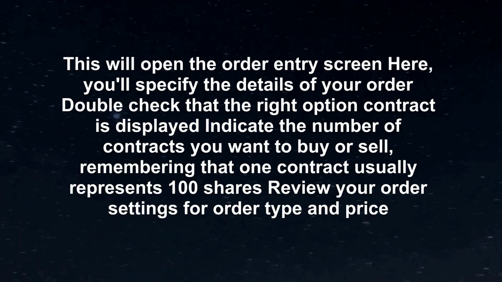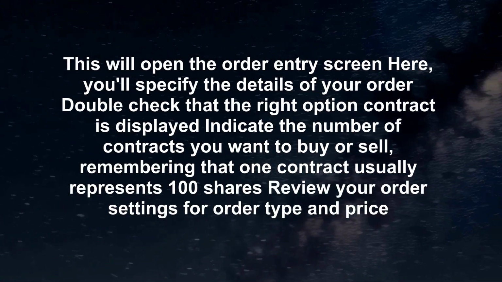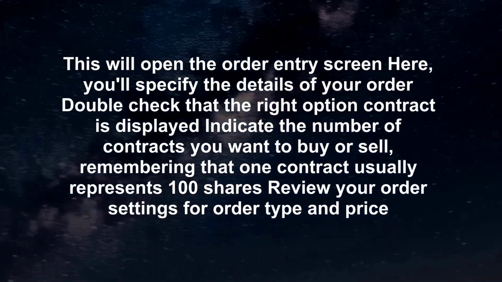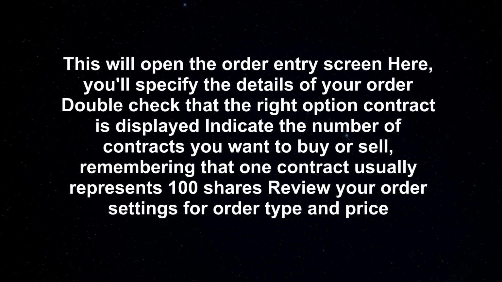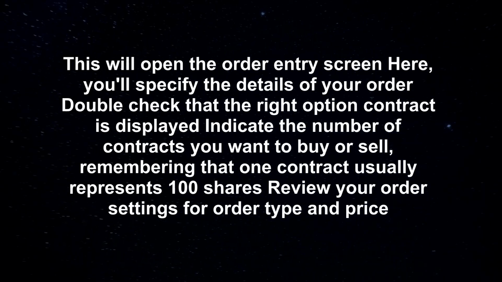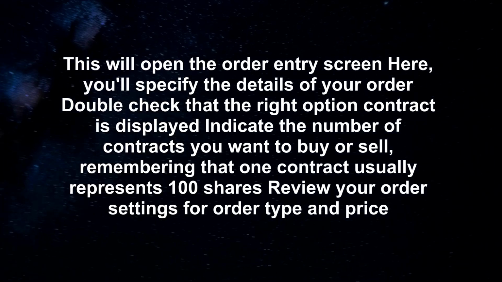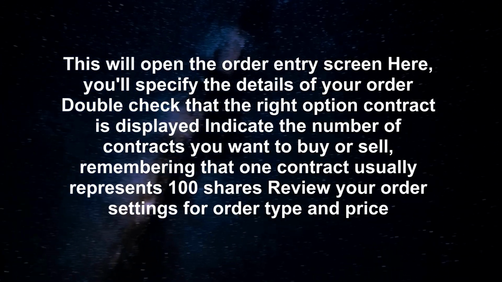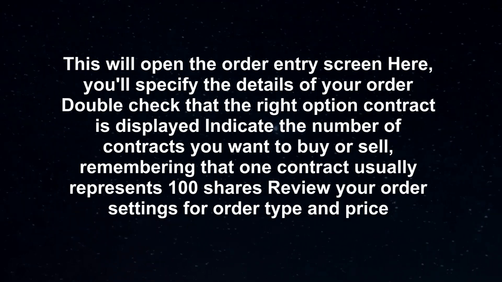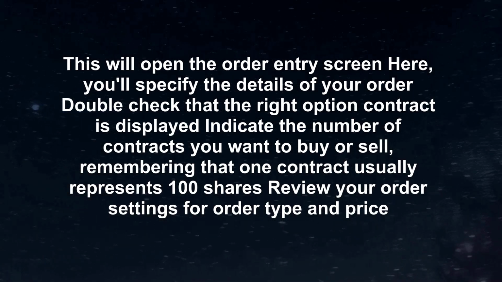This will open the order entry screen. Here, you'll specify the details of your order. Double check that the right option contract is displayed. Indicate the number of contracts you want to buy or sell, remembering that one contract usually represents 100 shares. Review your order settings for order type and price.